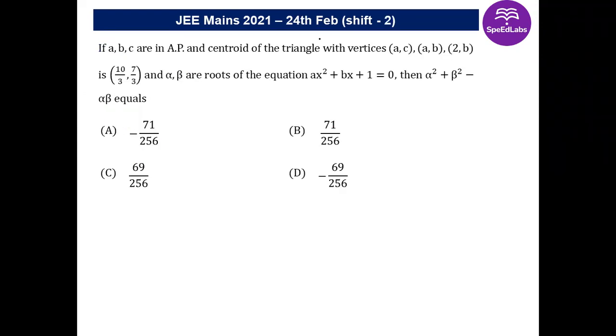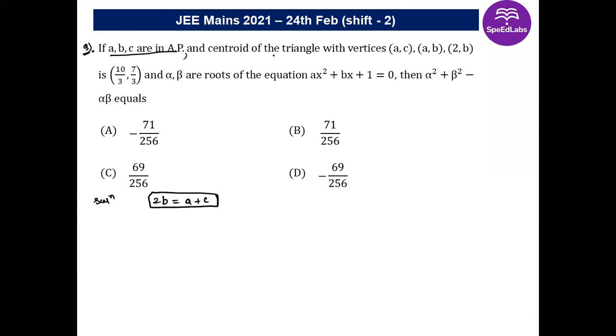Let's see the third question. It came in shift 2 of 24. Alright. So the question is, if A, B, C are in AP, all right. So if A, B, C are in AP, there is a standard condition which we can write, right? That is twice of B should be equals to A plus C. Right? If A, B, C are in AP, this is the condition they follow.